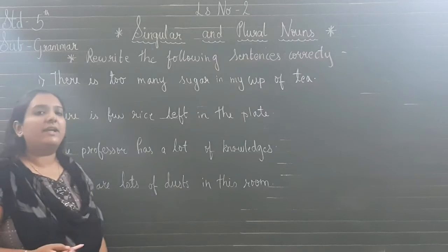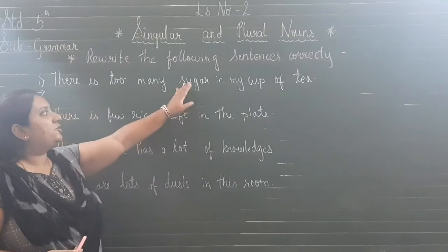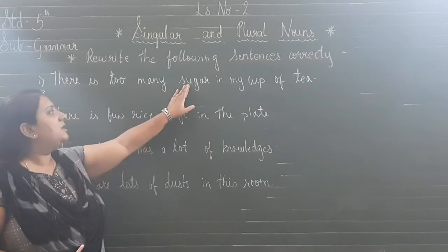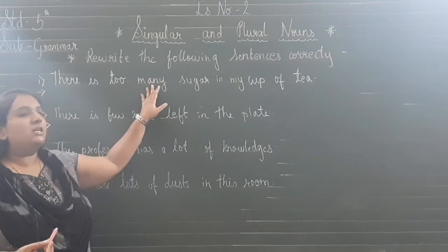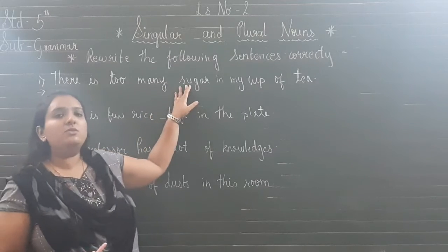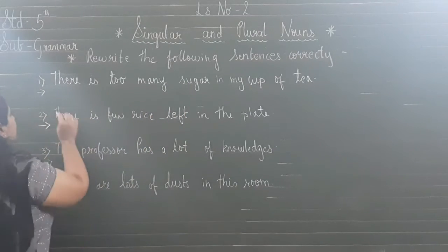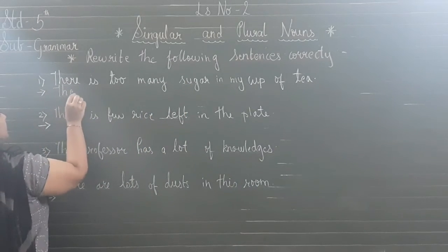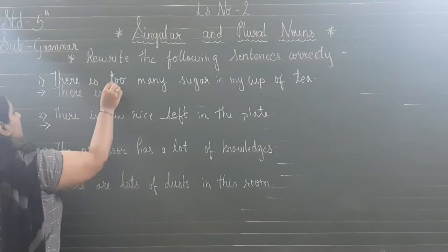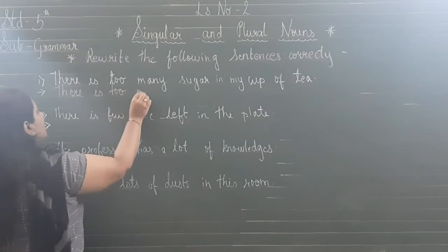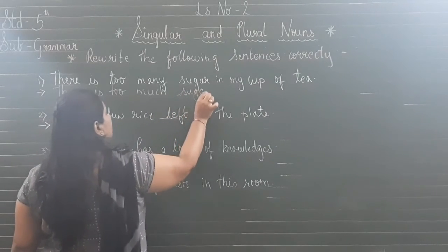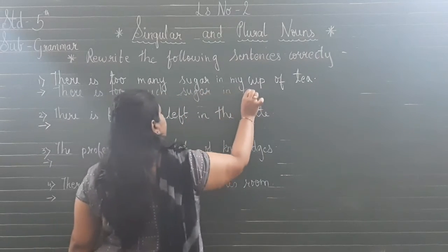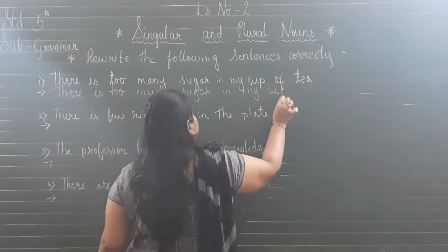So first I have to find out the noun. Here sugar is an uncountable noun. Before sugar there is the expression many. So is many correct? No. For sugar we have to use the expression much. So here the sentence becomes, there is too much sugar in my cup of tea.